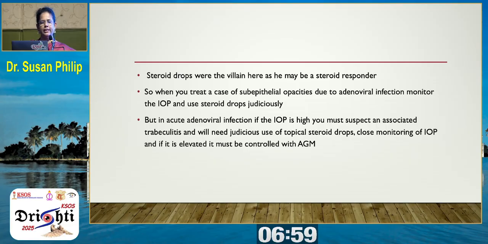So when you treat a case of subepithelial opacities due to adenoviral infection, monitor the intraocular pressure and use steroid drops judiciously. But in acute adenoviral infection, if the intraocular pressure is high, you must suspect an associated trabeculitis and will need judicious use of topical steroid drops, close monitoring of intraocular pressure, and if it is elevated, it must be controlled with anti-glaucoma medications.